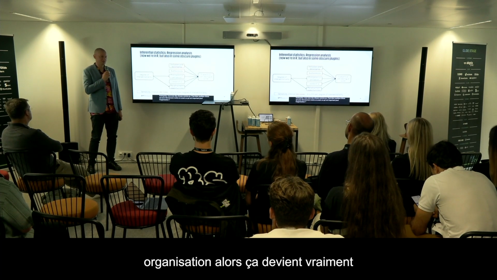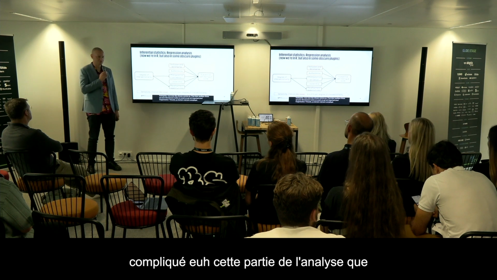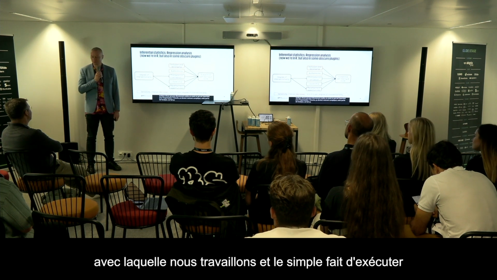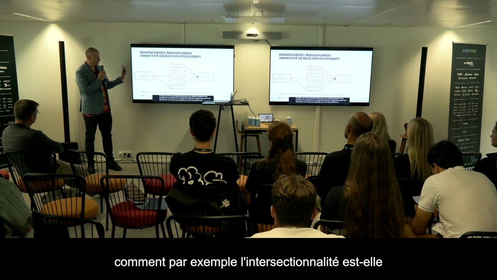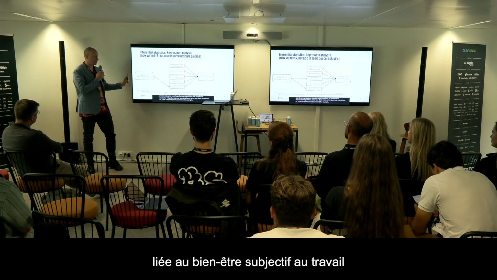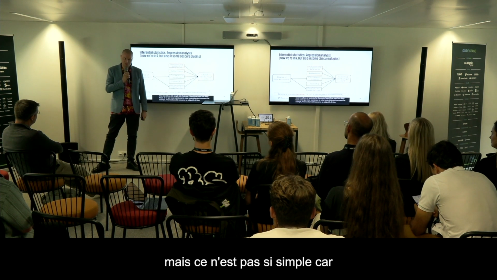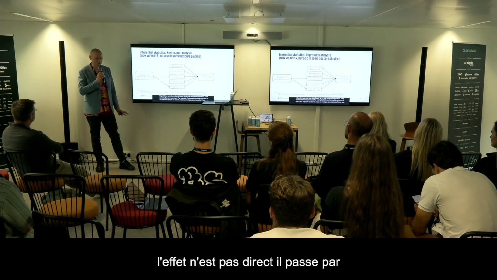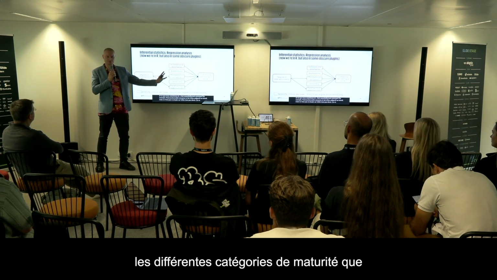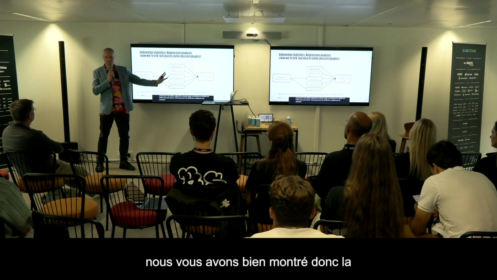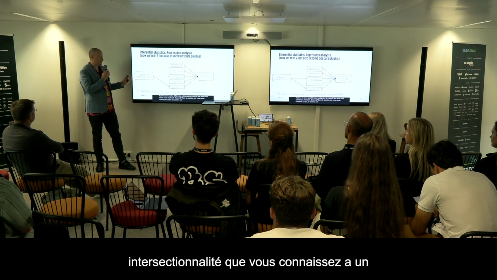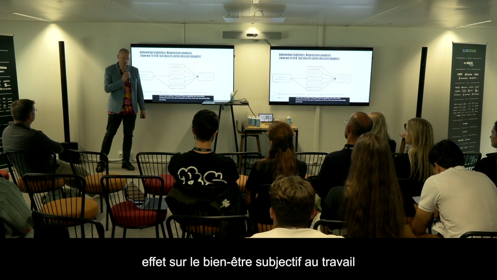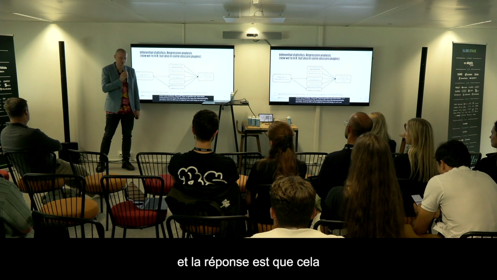Then it gets really complicated. This part of the analysis I did this morning for a big company that we're working with, and just running the algorithm takes half an hour. And what we're looking at here is basically how does, for example, intersectionality relate to subjective well-being at work. But it's not quite that simple because the effect is not direct. It goes through the different maturity categories that we've been showing you, all right? So the question is, does intersectionality have any effect on subjective well-being at work? And the answer is that, well, it depends.